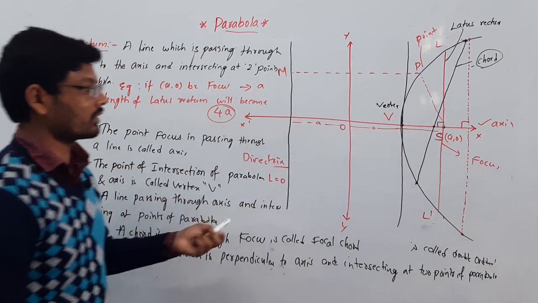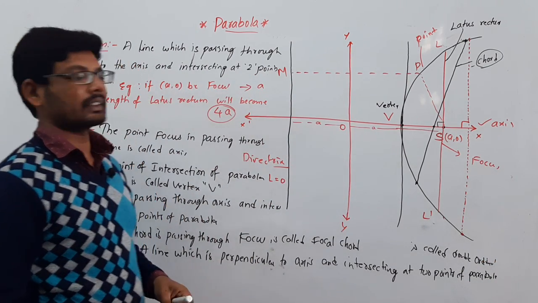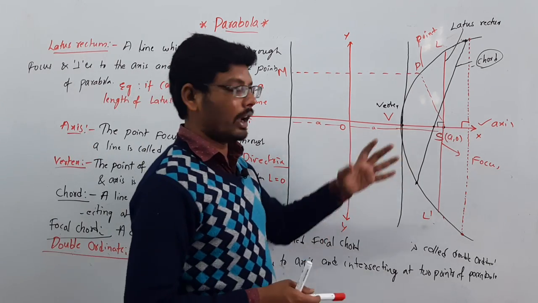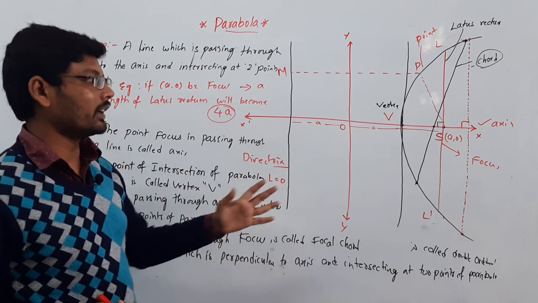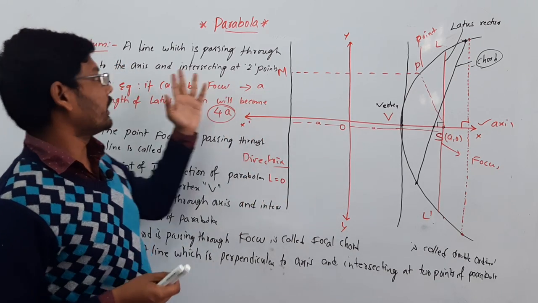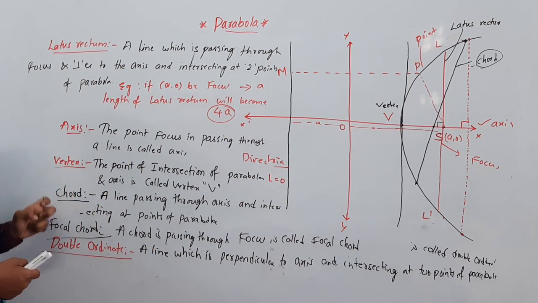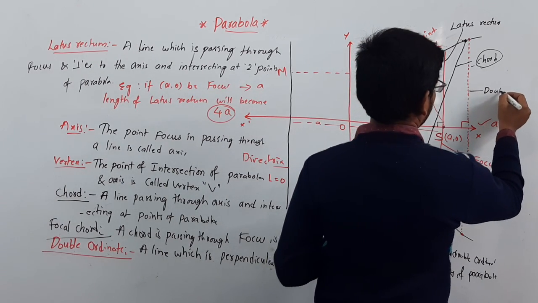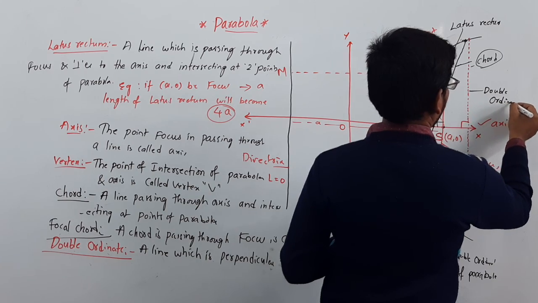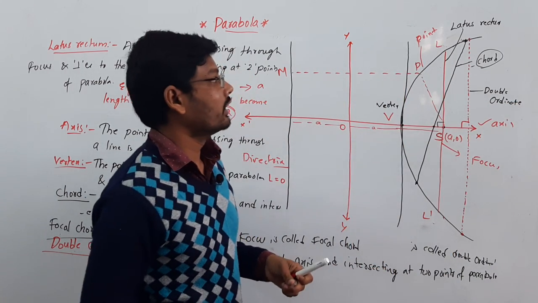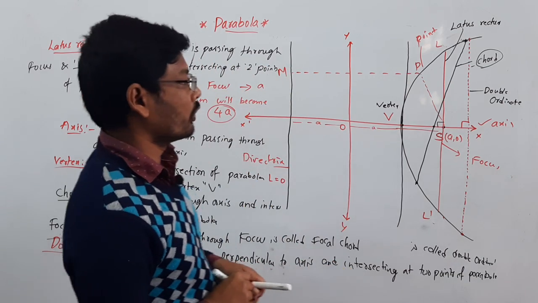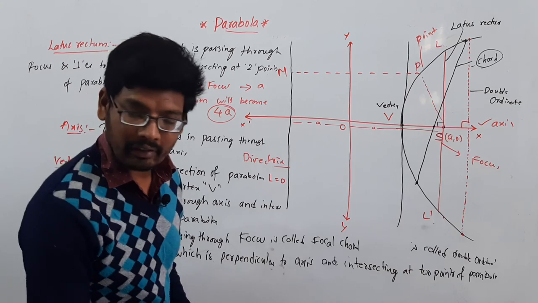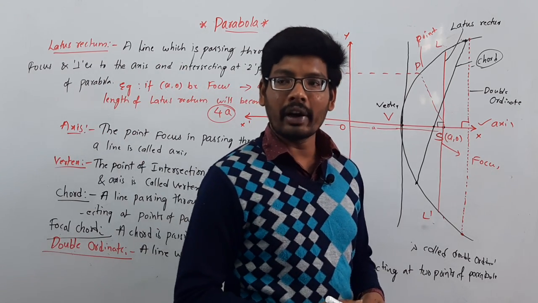And we will discuss in the next class double ordinate points, latus rectum points, length of latus rectum, and length of chord. Now I have explained the definitions of double ordinate, latus rectum, length of latus rectum, axis, vertex, chord. Observe clearly, this is double ordinate and chord here, and the latus rectum and focus, directrix, vertex, all these points we have discussed here.